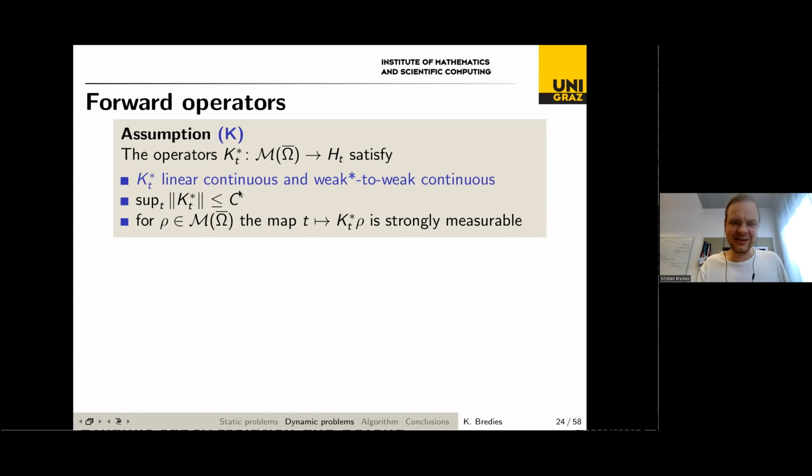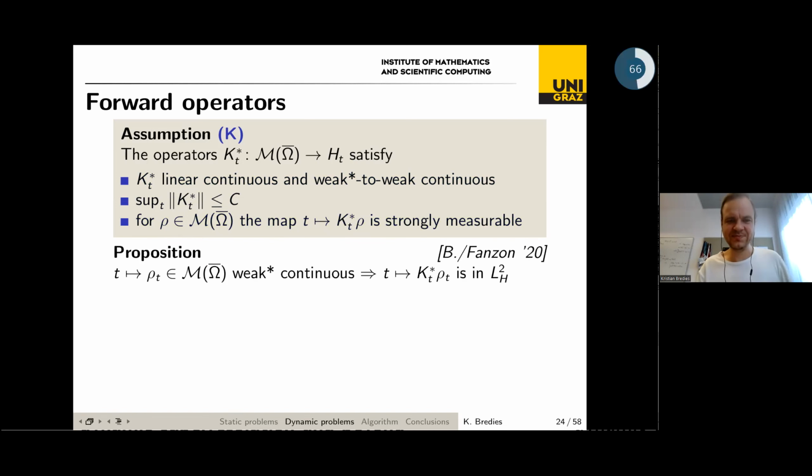This should be done in linear continuous and also in a weak star to weak continuous ways. So basically, these are adjoint mappings. They should be uniformly bounded, and then also have minimal measurability assumptions, meaning that if you fix an element in the Radon space and let only the operator run, this should be strongly measurable in the data space too.